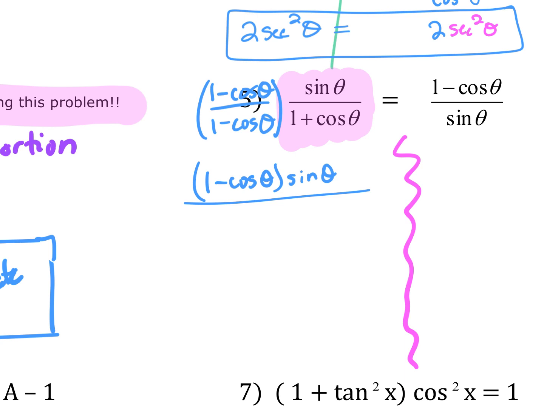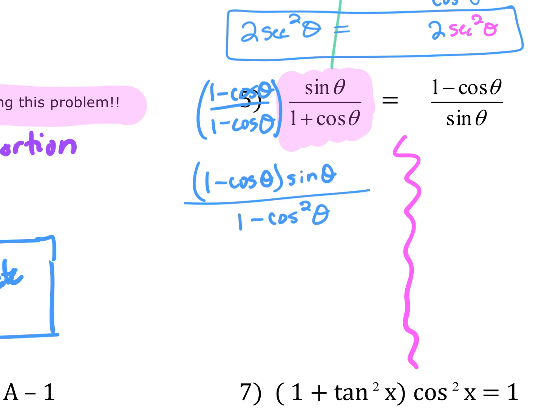In the denominator, if we FOIL this, outside and inside are going to add to 0. That's what's beautiful about conjugates, is that we just get first and last. So in the denominator, we just get 1 minus cosine squared theta. And that's an alternative form of the Pythagorean identity.